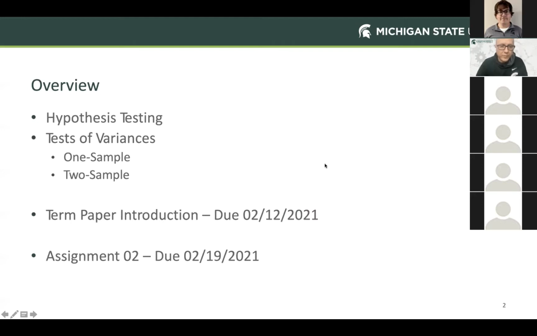And then from a big picture standpoint, like I said, today we're talking about testing variances, and we'll talk about a 1 sample and a 2 sample variant.